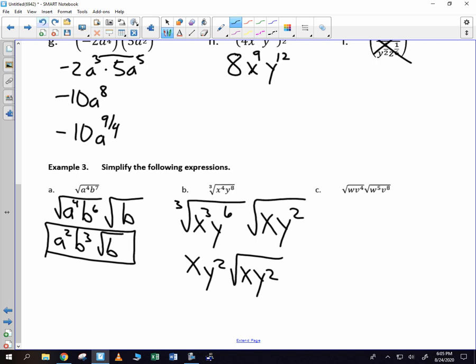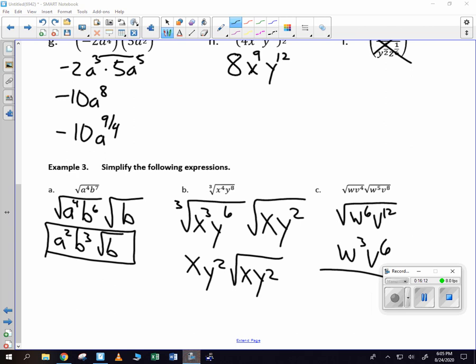Sometimes you just might want to multiply them together. Square root of w to the 6th, v to the 12th. What do you notice? Those are both perfect squares. We have w cubed, v to the 6th. There you have it. Nice intro to your first lesson. You can hopefully do that first worksheet.